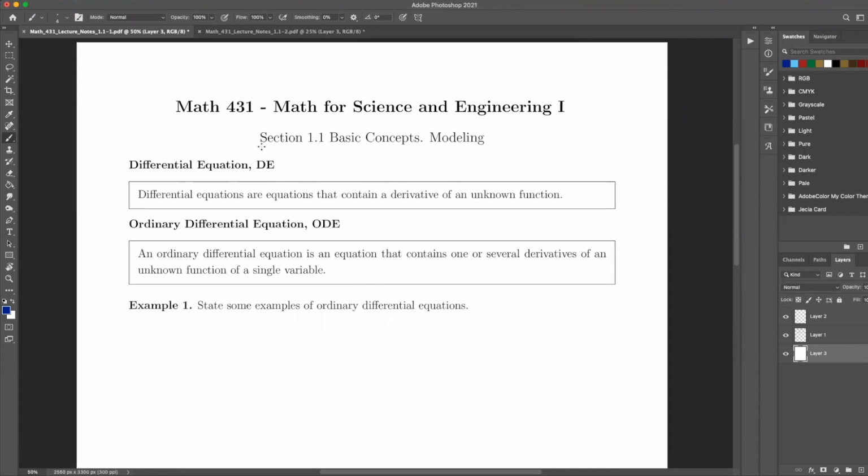All right, so basic concept of modeling. A differential equation is an equation that contains a derivative of an unknown function.